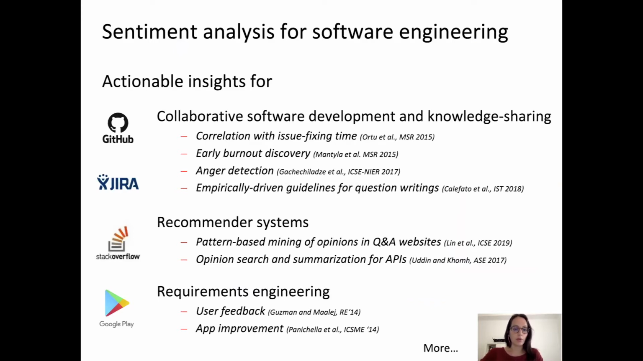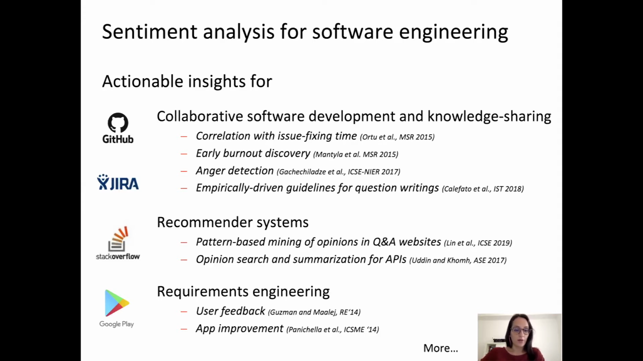For example, correlation has been investigated between emotion and issue fixing time in issue tracking systems. Other studies investigate the possibility of implementing early detection of anger and negative emotion to prevent burnout and undesired turnover. The role and impact of emotion and emotional writing style has also been investigated in knowledge sharing, for example, in Stack Overflow. And opinion mining is also used for building recommender systems for APIs.